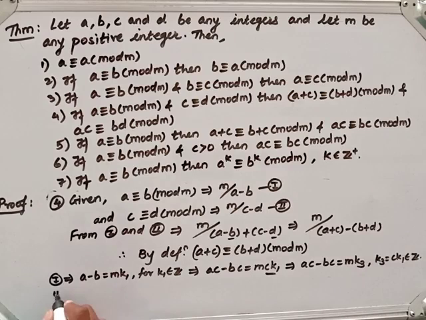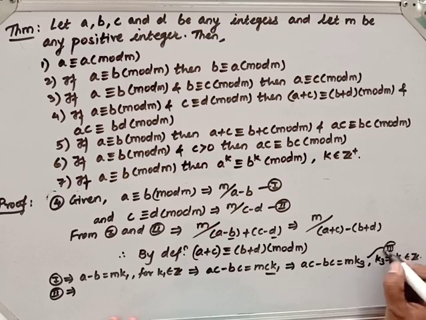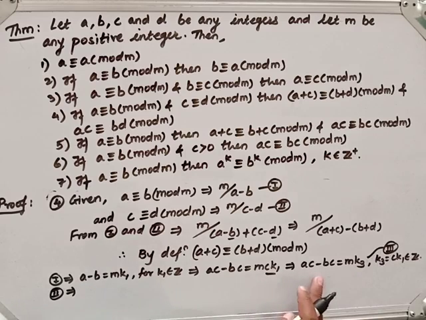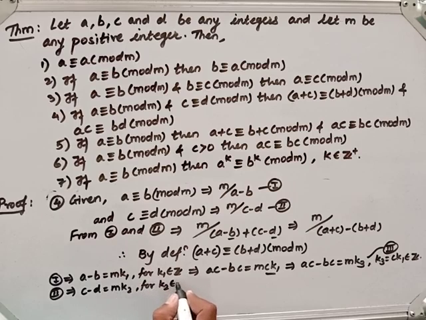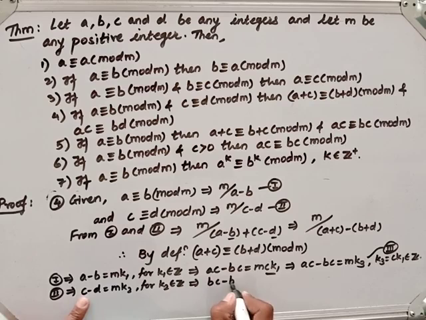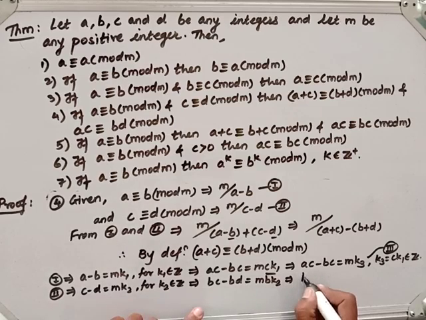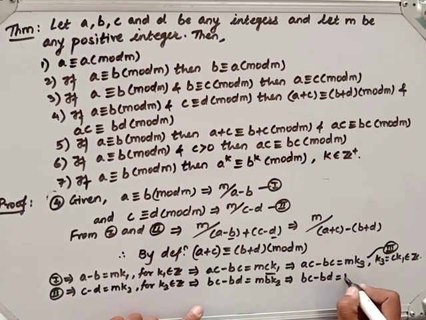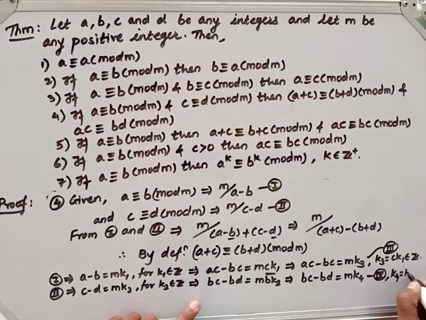Fine. Now similarly, what about 2? This 2 implies, let me call this equation number 3. Now again from 2 what do we get? c minus d is equal to, suppose, m k2, for k2 belongs to what? Z. So this gives, again now let me multiply by b. So bc minus bd is equal to m b k2. So bc minus bd is equal to m k4. Call it equation number 4, where k4 is equal to bk2, that also belongs to the set of integers.